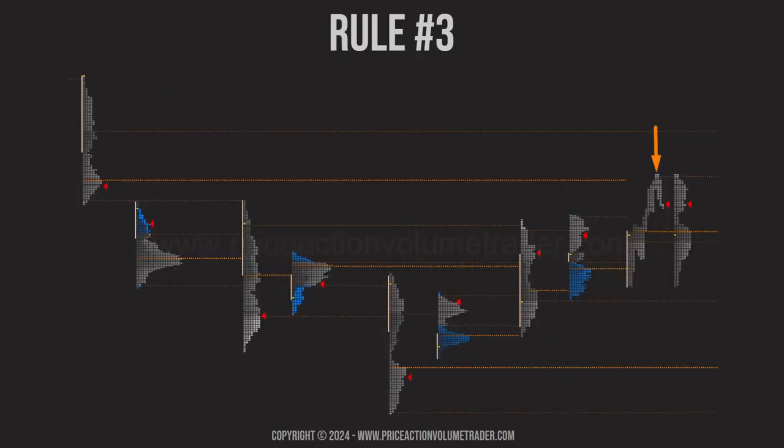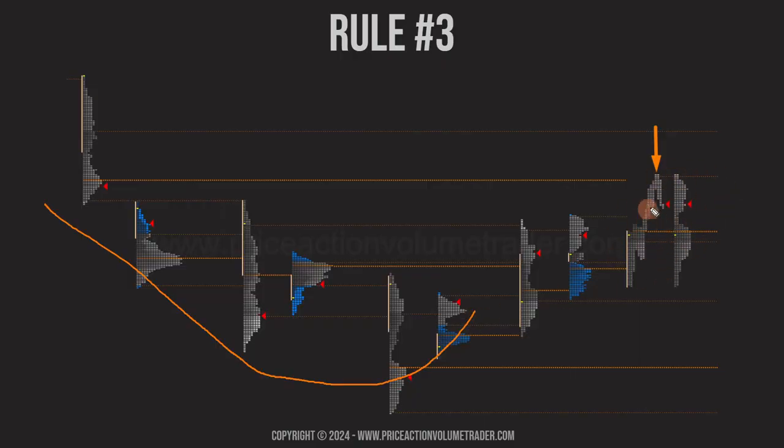Here's another example. This one is in the NASDAQ market, and you can see again we have individual session profiles, and I have the extensions of the point of control and the value area highs and lows, and you can see we're making a downtrend. Now we bottomed, and now we start coming up.